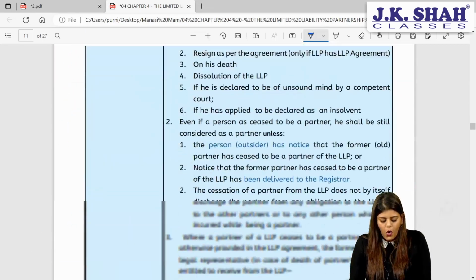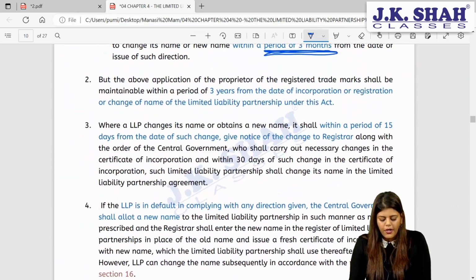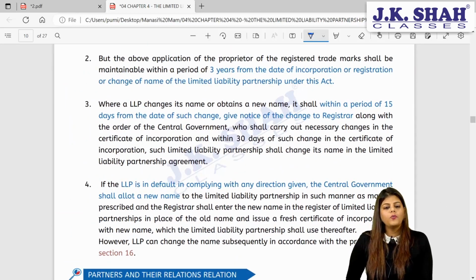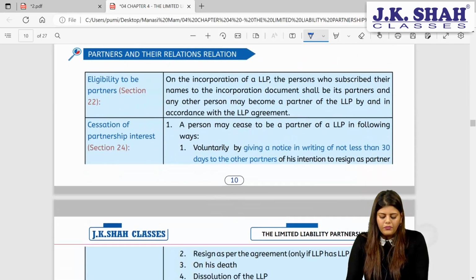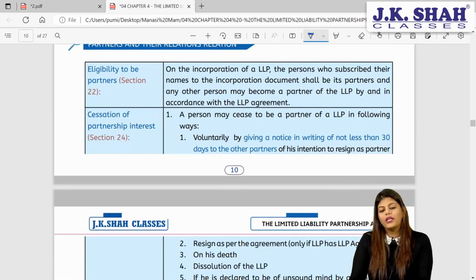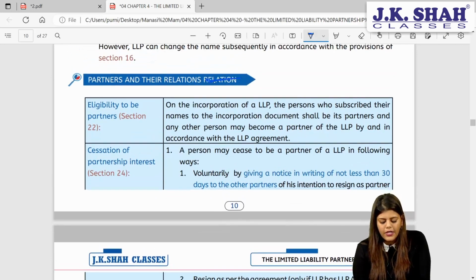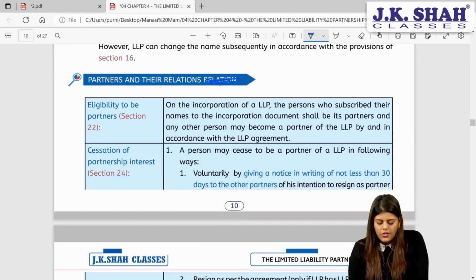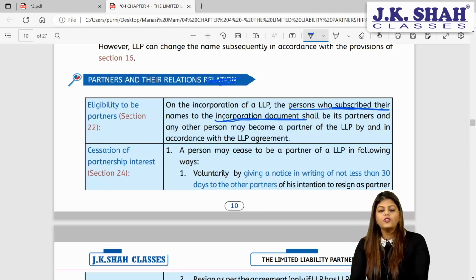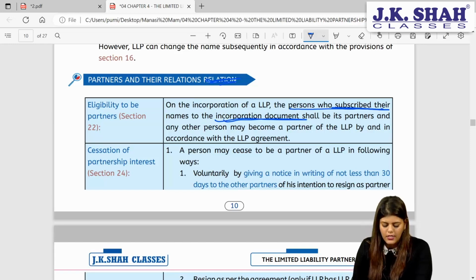So, I have explained all these points till point number 4. I hope you are clear with this. Okay. Now, partners and their relations. Everyone knows that on incorporation, persons who subscribe their names to the incorporation document will automatically become partners, or you become a partner as per the LLP agreement. This we had discussed.